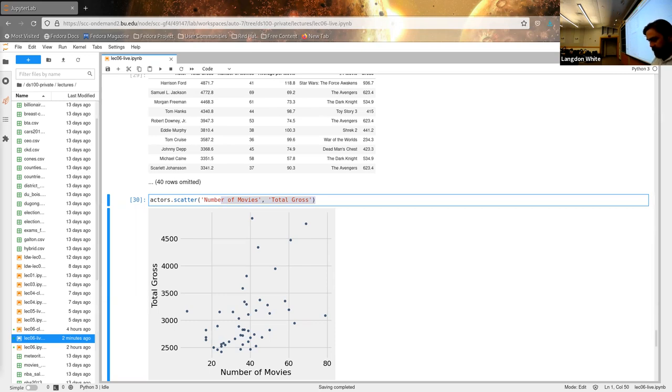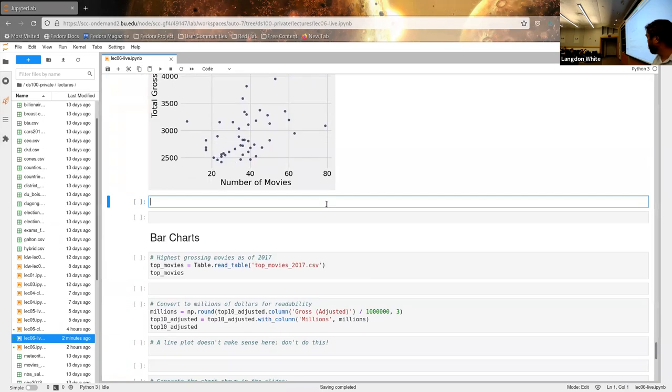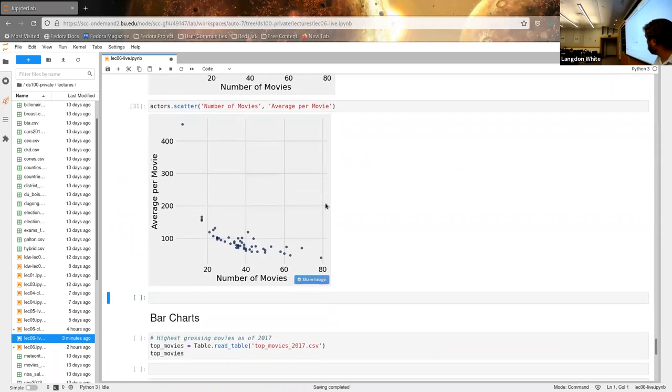Another way we can look at the same data set, from a slightly different perspective, is to ask who's making the most per movie. It looks like 100 million is kind of where the center is. There doesn't seem to be a ton of correlation between the number of movies you make and how much they make per movie, because they all tend to make right around the same amount, except for one person up there. That's generally called an outlier.